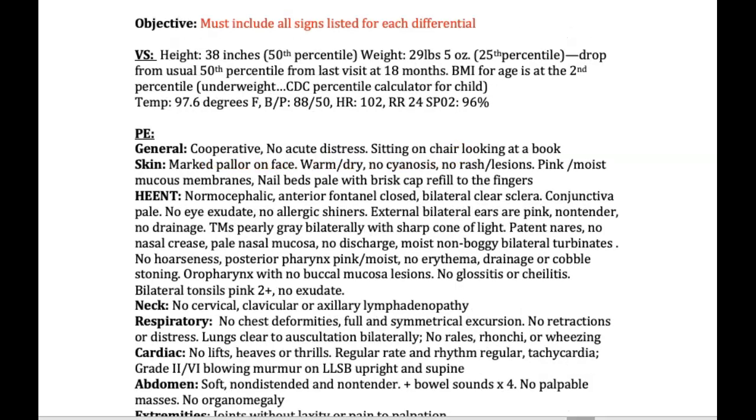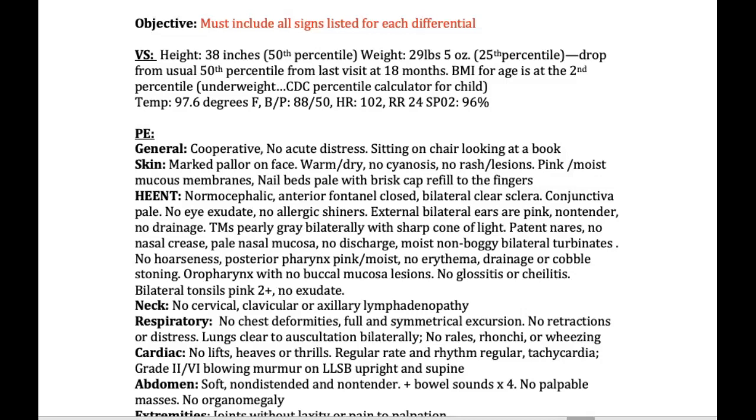His height is 38 inches. He's in the 50th percentile. His weight is 29 pounds and 5 ounces. That puts him in the 25th percentile, which is a drop from his usual 50th percentile from his last visit when he was 18 months old. So once you plot those height and weight on the growth chart, it's important to look at what are the normal percentiles or curves that they've been following. Is there an increase or a drop in the height or weight? His BMI for age is at the 2nd percentile. He is underweight, according to the CDC percentile calculator for children.